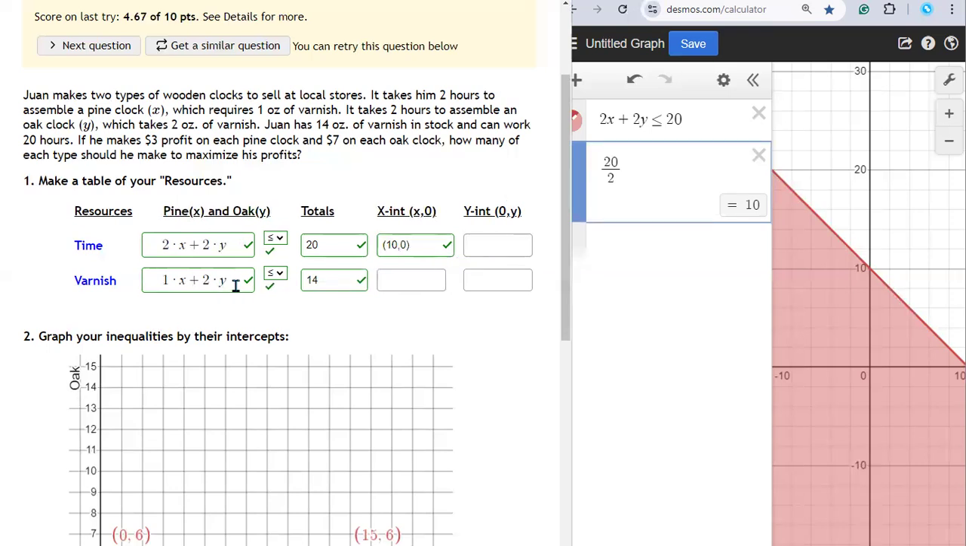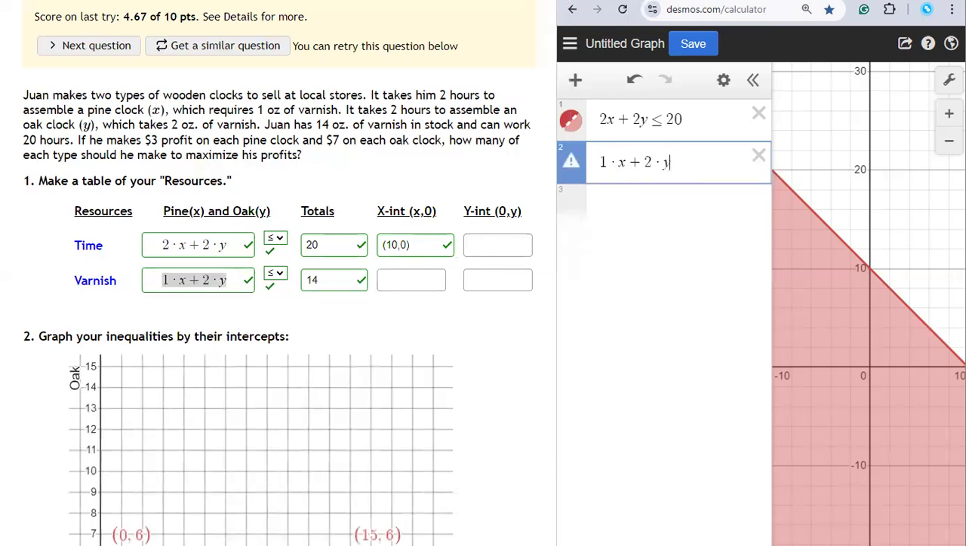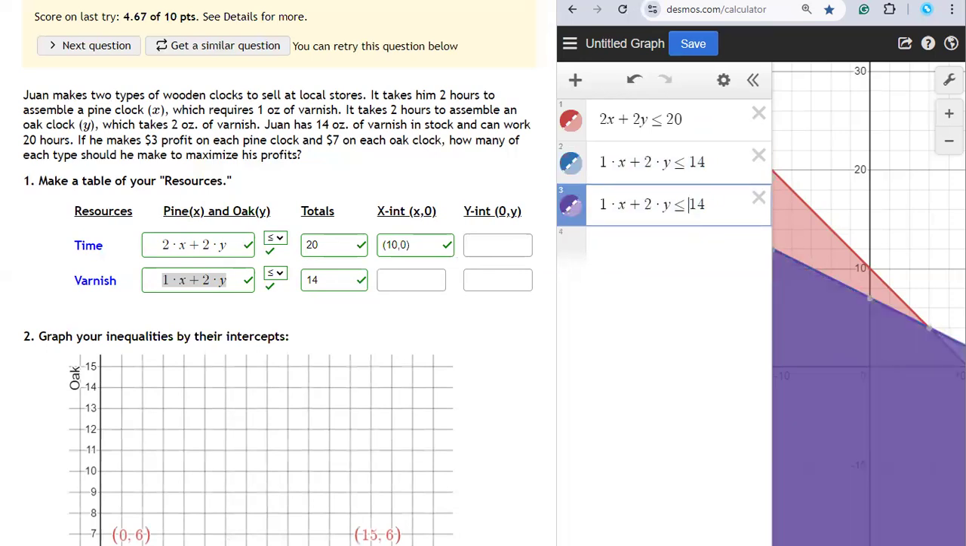All right, now we're going to do the same thing for the varnish constraint. We're going to do less than or equal to 14. I'm going to copy this whole thing and change that to equals. Now, x times 1 is just x. I want to find the x-intercept, so I need to replace y with 0.